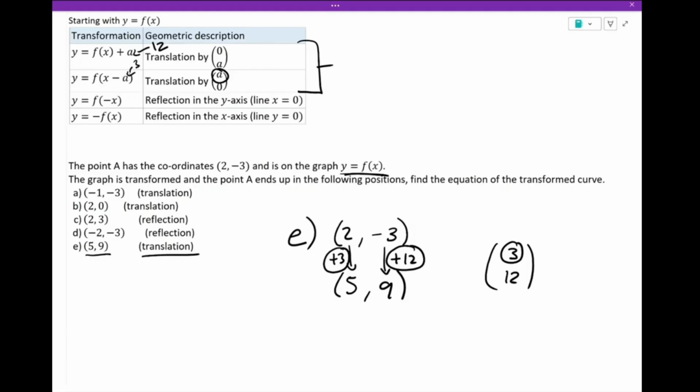Okay, because it's always the opposite sign. If we got +3, it's going to be -3 in the bracket. So what I can write is y equals f of x, and then it's going to be subtract 3, and it's going to be +12 outside like that. And that would be my final answer.